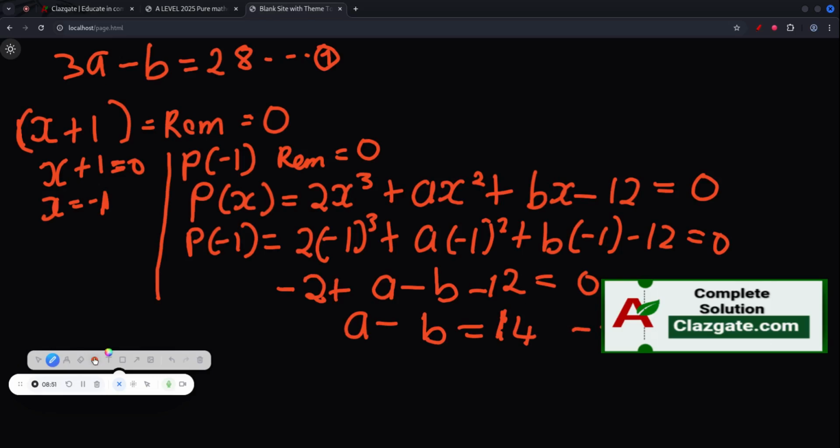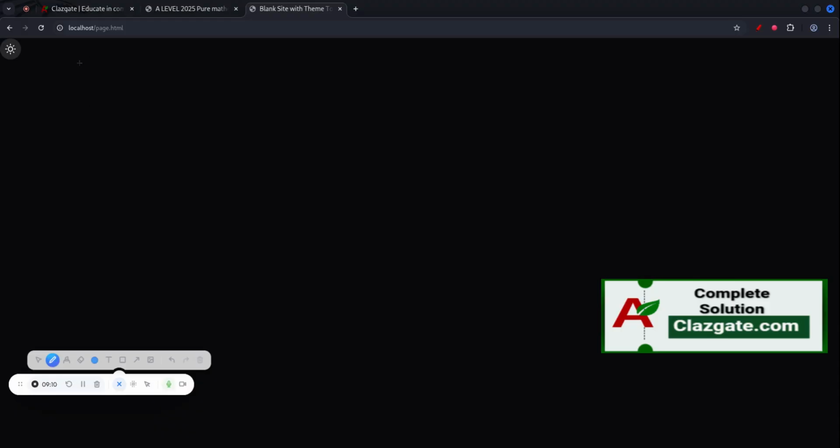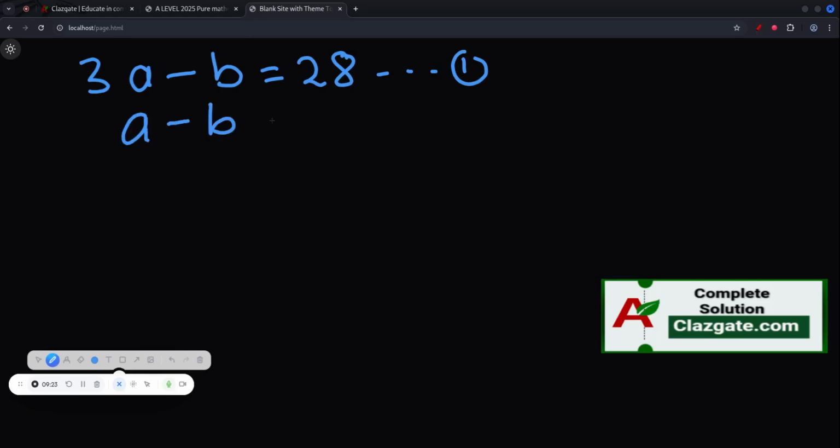So I hope you have seen the simultaneous equations that we were talking about. We have our first equation and this will be our second equation. I'll clear the board and write the first and second equations down. The first equation we had, remember, is 3a minus b is equal to 28. That's equation 1. Now our second equation is a minus b is equal to 14. That's equation 2.